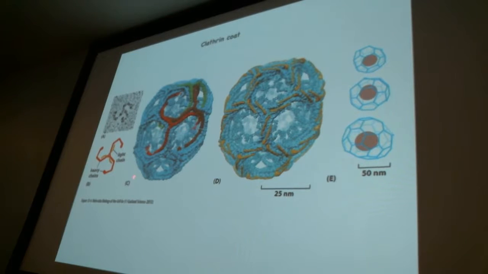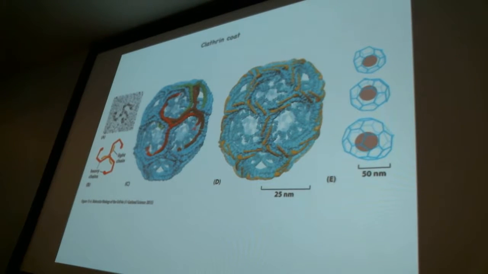Now, another very important coat protein, one of the best understood, is the clathrin coat. A lot of labs have dissected this system very well. The proteins that compose this clathrin coat have been crystallized, and they know exactly the conformation. It's a very interesting system, the triskelion, a combination of two proteins, a light chain and a heavy chain, that arrange themselves in a helix pattern and fit around each other.